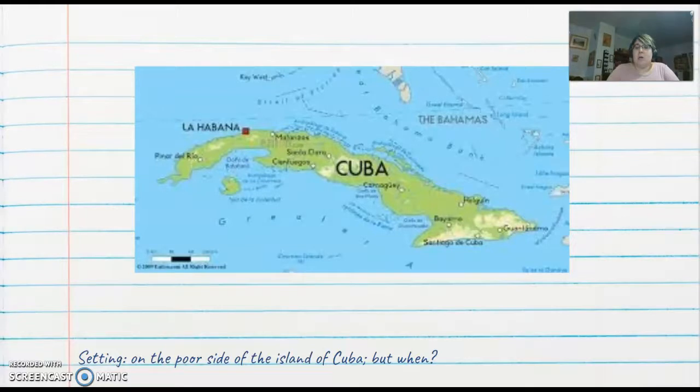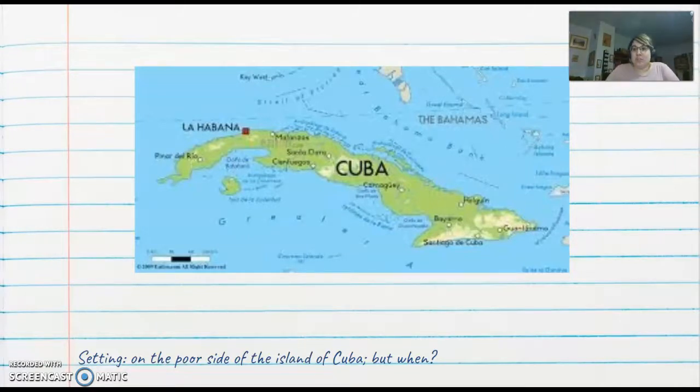Setting, we are going to be in Cuba, but actually we're going to start on the land and go to the sea, as you can probably tell from the title. So we're in a poor side of Cuba. Cuba as a whole, as an island nation, is known to be poor. Remember that this is in the tropics, so keep in mind what people would be wearing. They're not going to be all bundled up like we would expect.